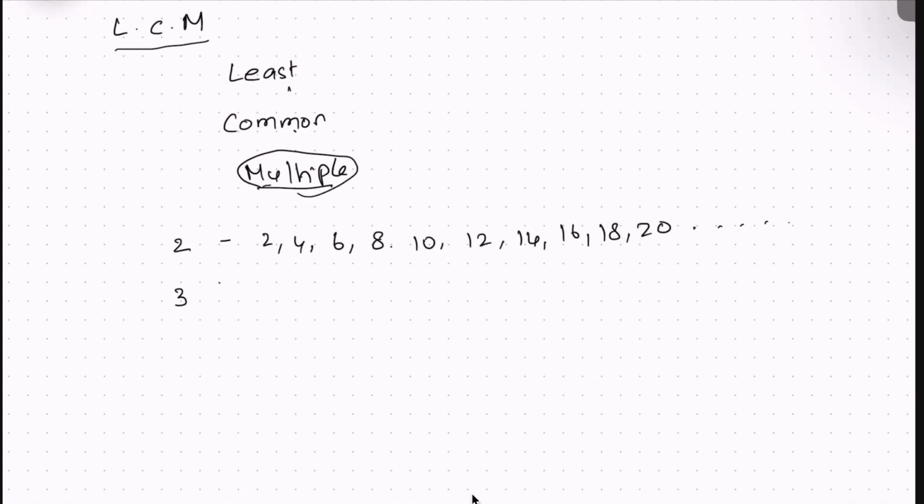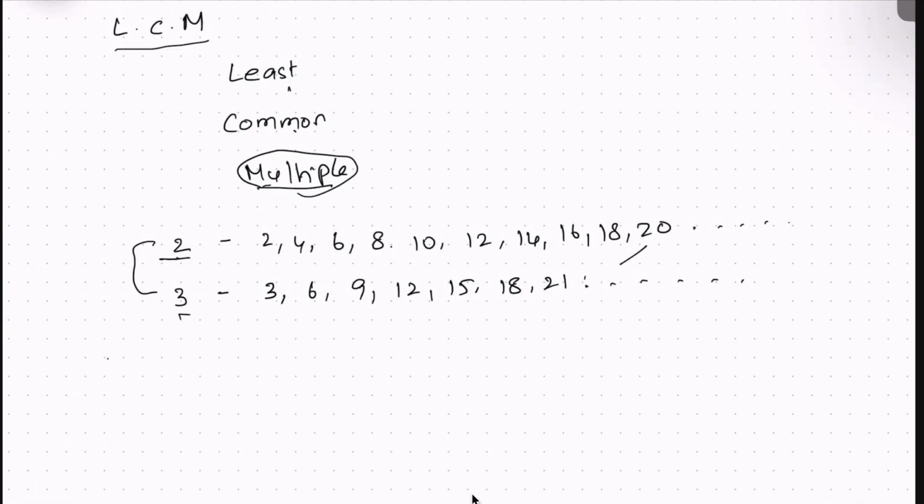And the LCM, the multiples for 3 are 3, 6, 9, 3 times 3 is 9, 3 times 4 is 12, 15, 18, 21. So this list is bigger, and it again goes on. Now let us see the common multiples for 2 and 3. In the first list we have the multiples of 2. In the second list we have the multiples of 3.